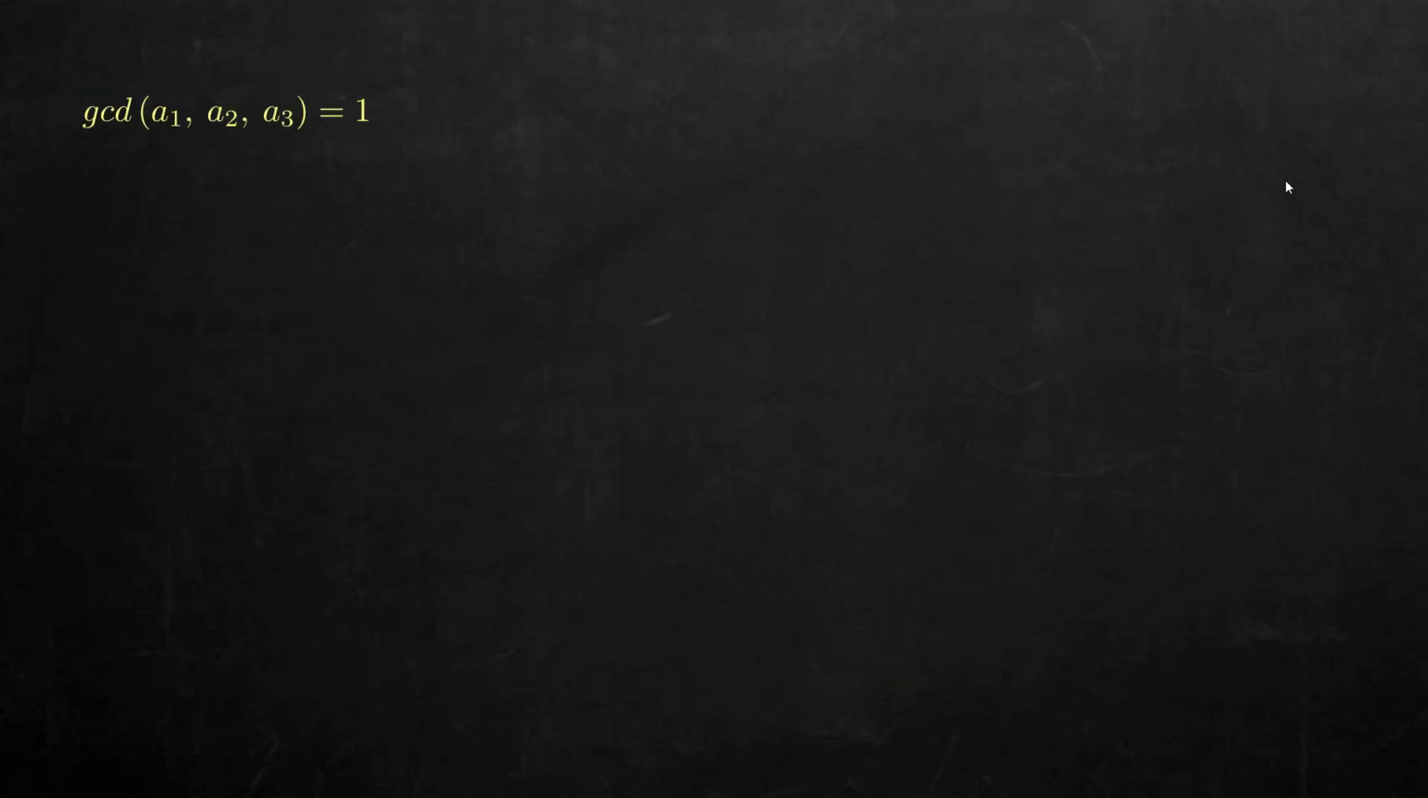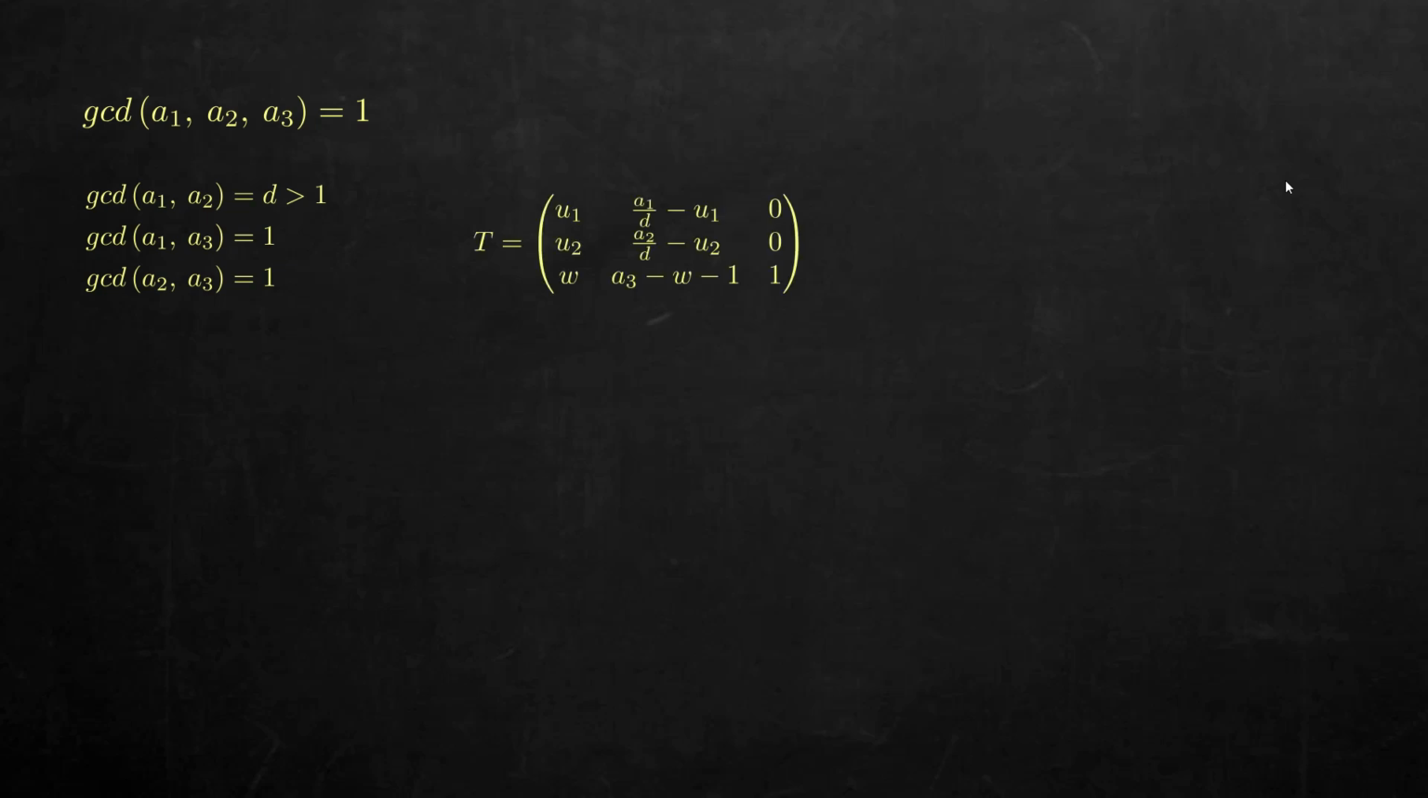Let's consider three integers a1, a2, and a3 where their GCD is equal to 1. Suppose the GCD of a1 and a2 is greater than 1, while the GCDs of a1 and a3, and of a2 and a3, are both 1. Using the block matrix method, the transformation T of a1 and a2 and a3 will map (1, 1, 1) not to (a1, a2, a3), but to (a1 over D, a2 over D, a3), where D is the GCD of a1 and a2.